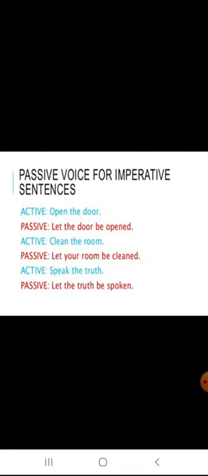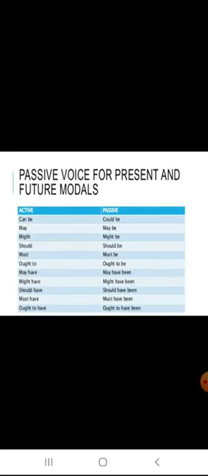Now, the passive voice for imperative sentences. Open the door. It is an order. Let the door be opened. Clean the room. This is also an order. Let your room be cleaned. Speak the truth. It's advice. Let the truth be spoken.